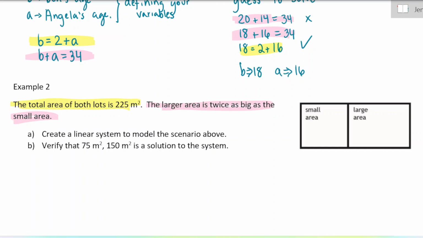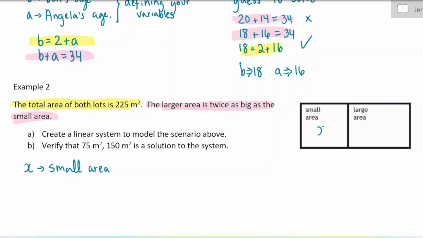Okay, let's pick some letters here. I don't typically like to use S and L because S looks really like a 5. So I kind of avoid using the letter S for a variable. So here, because I'm tempted to use S, maybe I'll just use X. So X will be my small area.